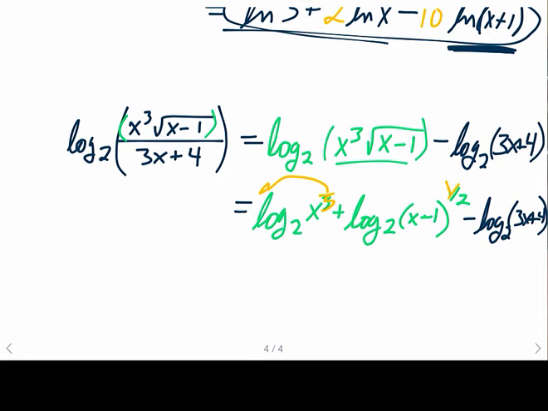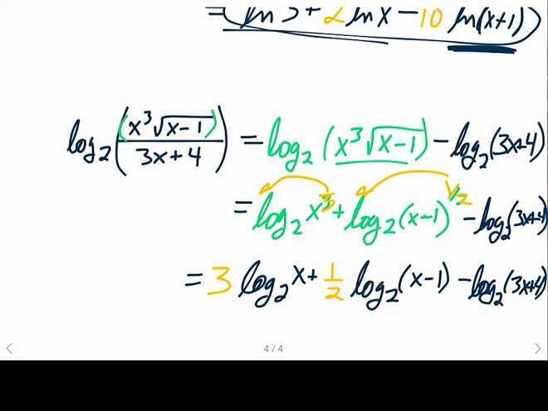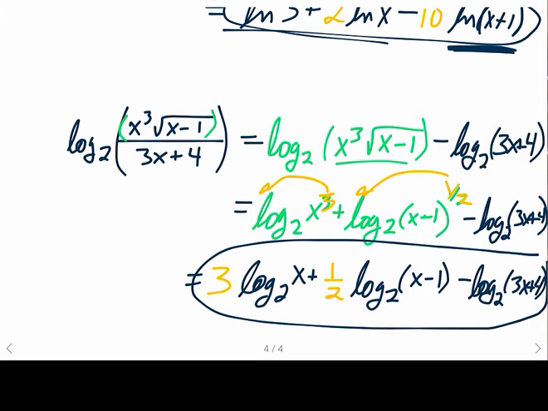Log base 2 of x minus 1 to the 1/2. The 1/2 should come out front. And so my final answer is 3 times the log base 2 of x plus 1/2 times the log base 2 of x minus 1 minus log base 2 of 3x plus 4. This is the final answer. Remember, I cannot break up a sum inside of a log or a difference inside of a log.